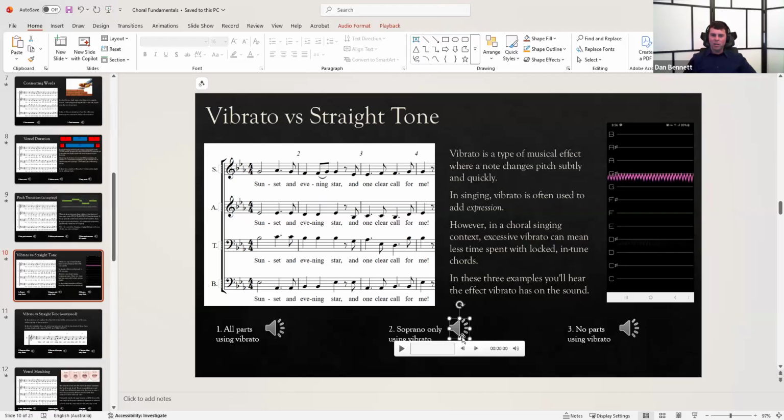This is example number 2. The soprano only is using vibrato.